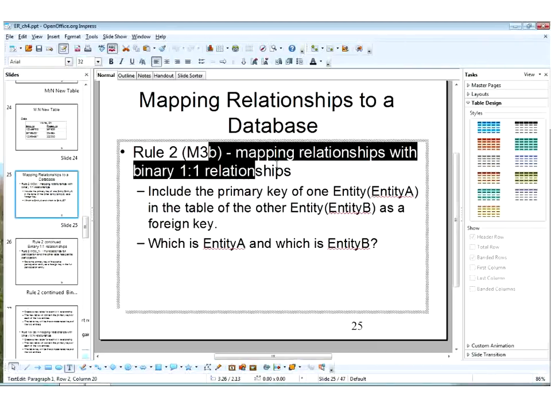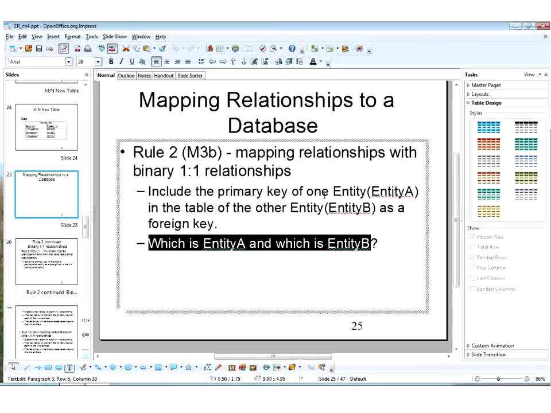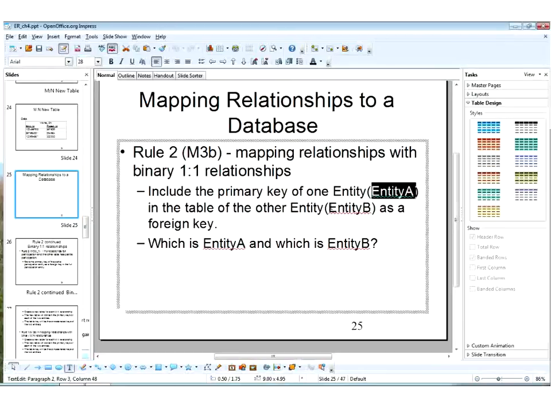M3B. Now when you have one-to-one, it depends. So you include the primary key of one of the entities into the table of the other entities as a foreign key. Okay, so we'll take the PK of one of them, stick it into the table of the other, and call it an FK, a foreign key, to relate to that entity. Now, I said it depends because, you know, which is entity A, which is the one that is referenced, and which is entity B, the one that has the reference in it.